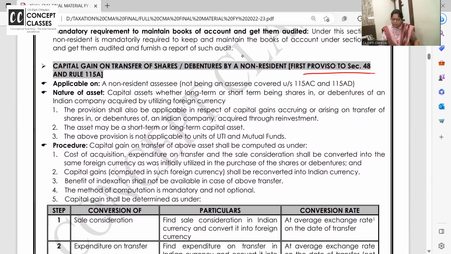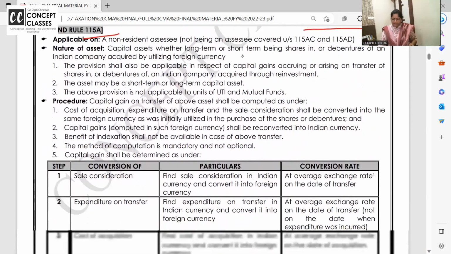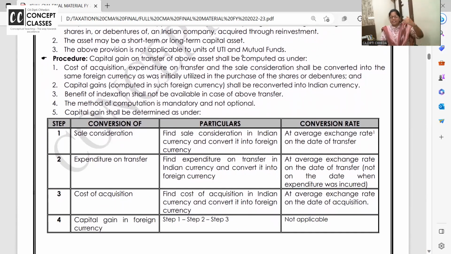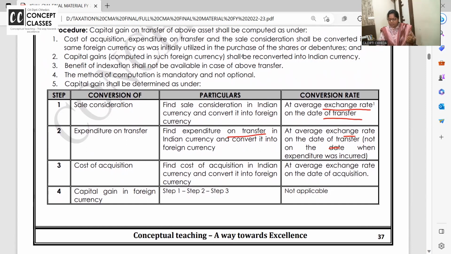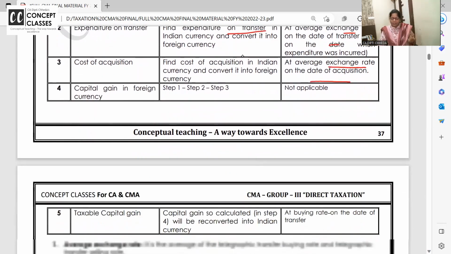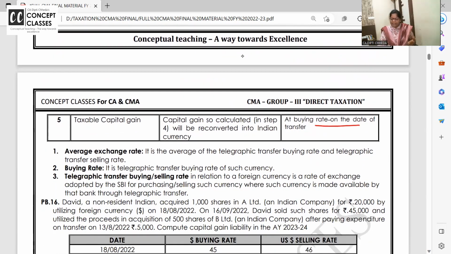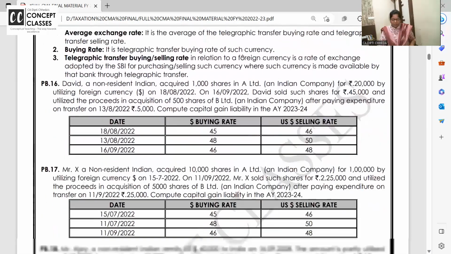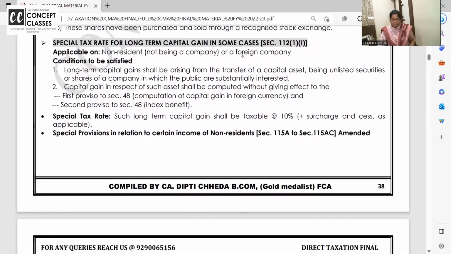Now first proviso to section 48. When capital gain is earned by an NRI who has invested in rupees, the sale consideration is converted into dollars using the average rate on the date of transfer. Expenses also on the date of transfer. Cost of acquisition at the average rate on the date of acquisition. Finally, you will get the capital gain in dollars, and that you convert into rupees by taking the buying rate on the date of transfer. We have solved good problems for this.